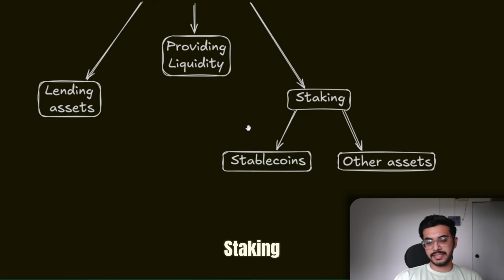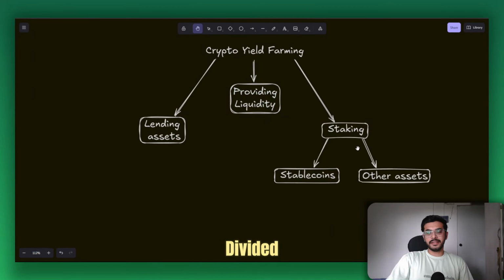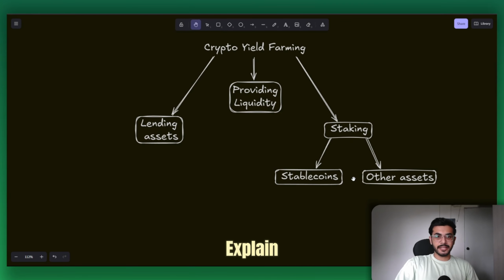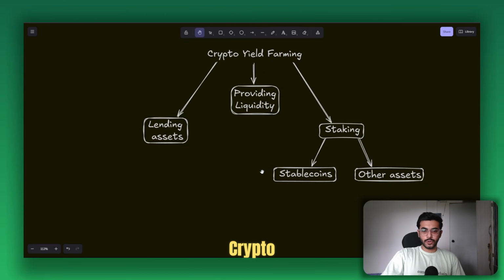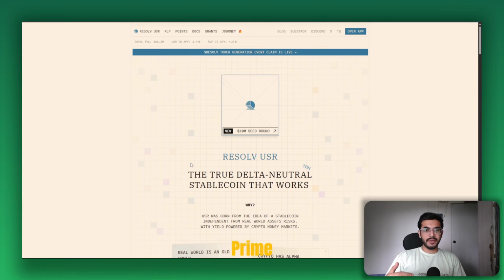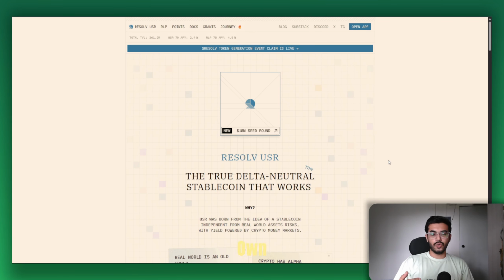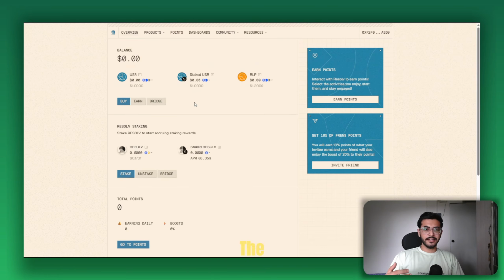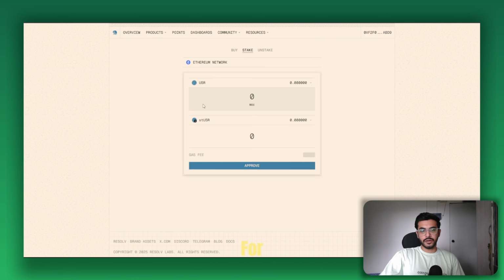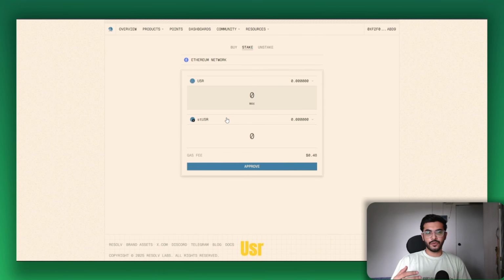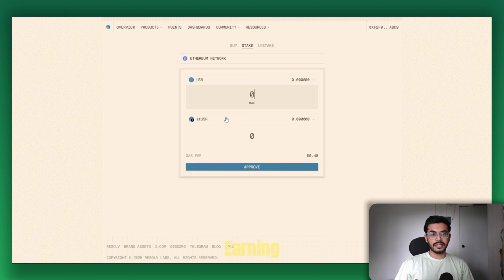Now, how you can use staking to earn yields on your crypto. I have divided this category into stablecoins and other assets. Let me explain to you what exactly this means. Right now in crypto, there are multiple projects that are offering stablecoins that are going to pay you for staking them. One prime example of this is Resolve. Resolve has their own stablecoin called USR, and the Resolve team will pay you anywhere from 4% to 8% if you get some USR and stake it for stUSR. After you have staked your USR for stUSR, you do not have to do anything. You will start earning passive income by just staking your USR stablecoin. This is a relatively very low risk strategy because USR is a stablecoin. There would be close to no volatility involved.